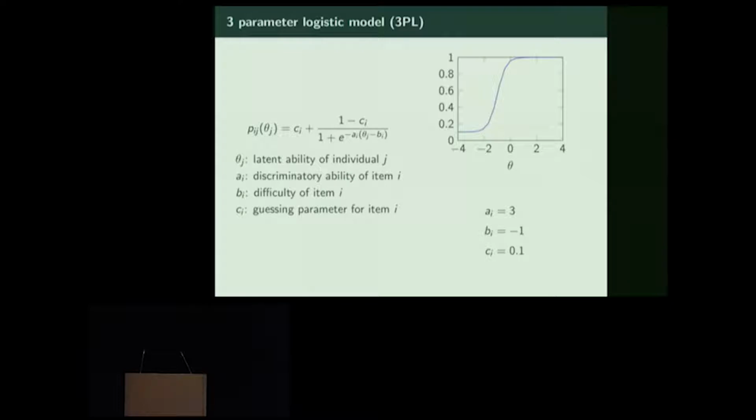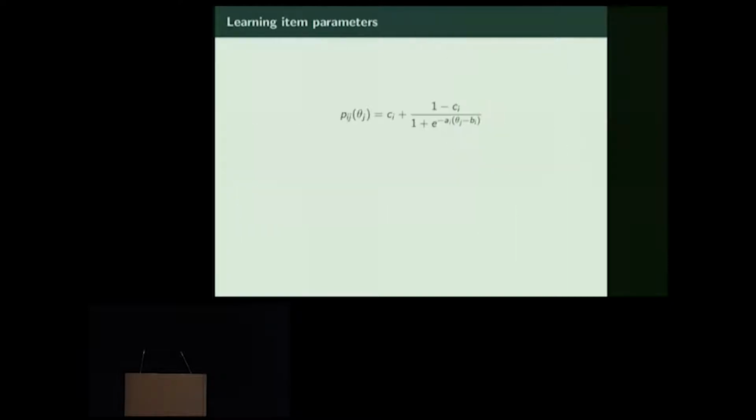For this example, the steeper slope indicates that the item is more discriminatory at a narrow range of ability. The lower difficulty parameter means that this item is easier, since now an individual with ability of -1 has a 50% chance of getting it right, and the lower guessing parameter means that individuals at very low levels of ability are less likely to answer this question correctly.